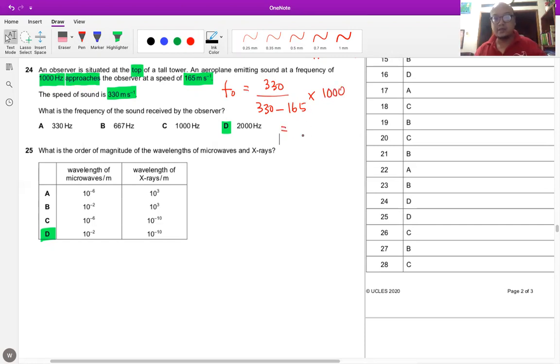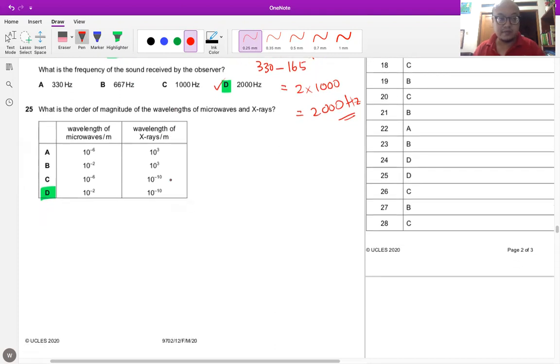So, using the calculator, I think this is 2 times 1000, so this is 2000. That's it, so D is correct. Now question 25.